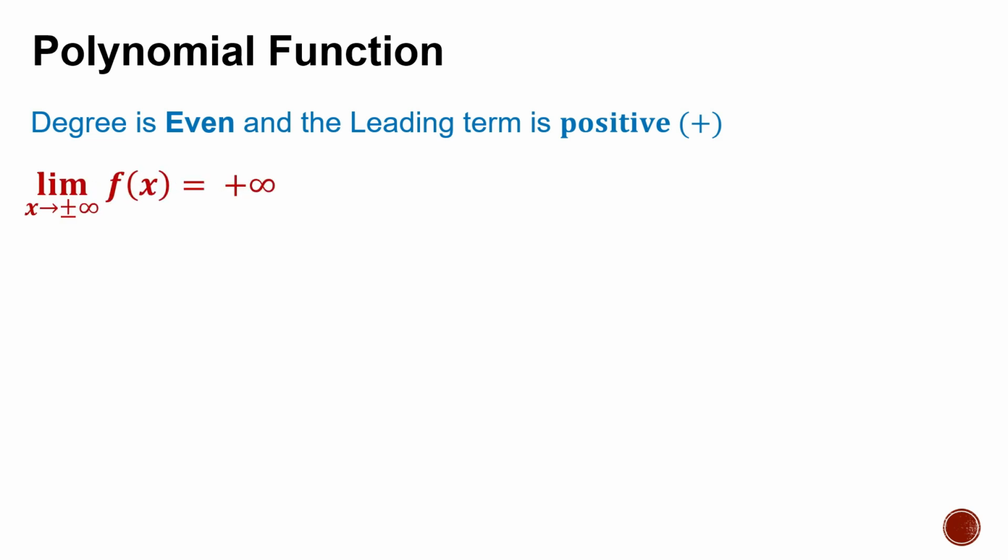limit of that function as x approaches positive or negative infinity will always be positive infinity. For example, we have here x raised to 4 plus 3x minus 9. As you can see, the highest exponent here is 4, and obviously that is even, and this is positive. So the limit of that function as x approaches positive infinity will be positive infinity.